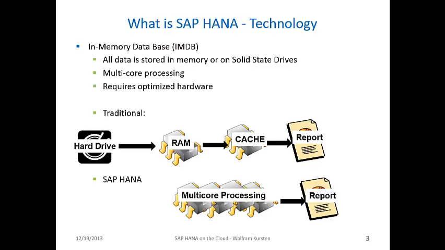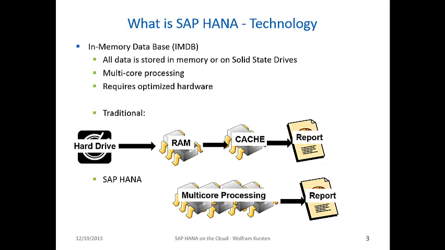So what is SAP HANA? SAP HANA is an in-memory database. All the data is stored in memory on solid-state drives, and also typically this is done in a multi-core processor. And the interesting thing about this is it's an appliance. So both hardware and software is required, optimized for SAP HANA for this particular appliance.